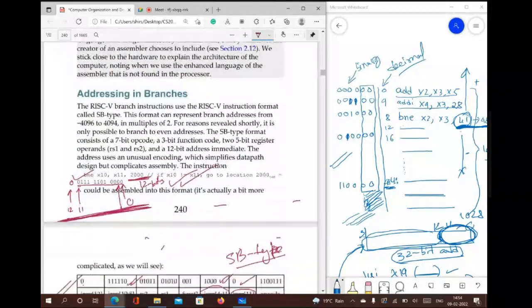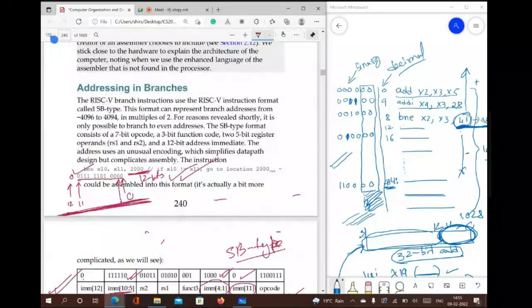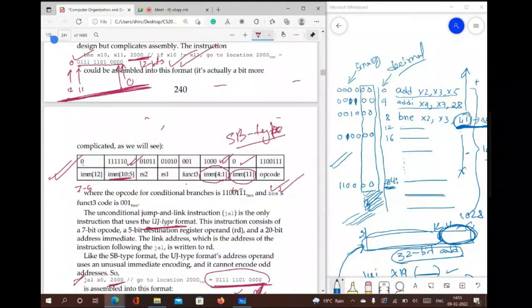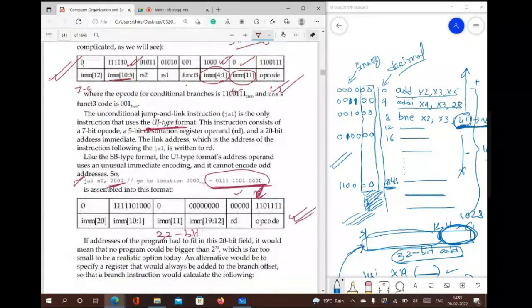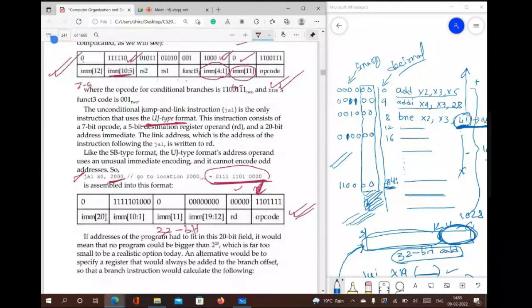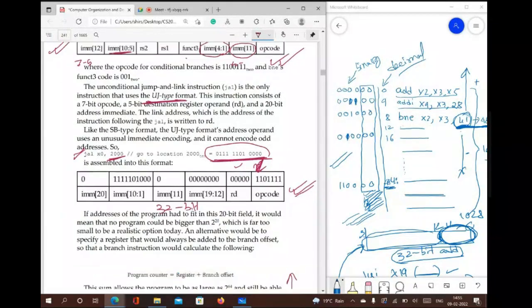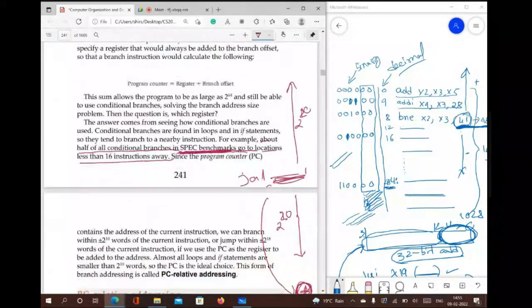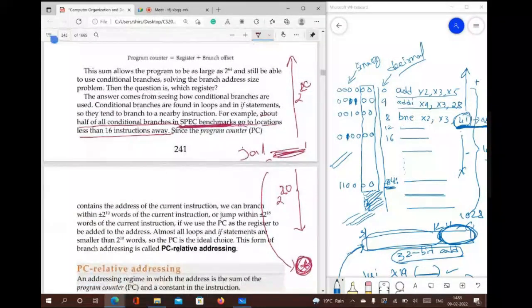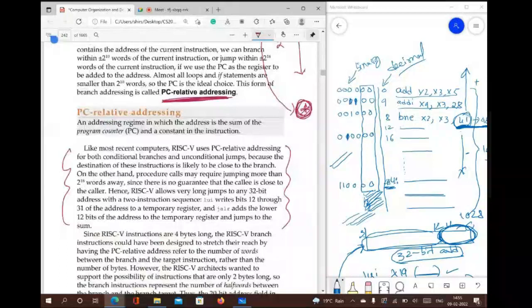Then I explained the SB-type branching instruction, where only 12 bits are there to represent a location. And then I explained the UJ-type instruction, that is JAL, where 20 bits are there to represent the location, and their limitations and how to overcome the limitations using PC-based addressing, PC-relative addressing. After that I explained that sometimes when you call a function, PC-relative addressing may not be enough. In that case you need a combination of LUI and JALR, that you need to understand by yourself, that I've explained.